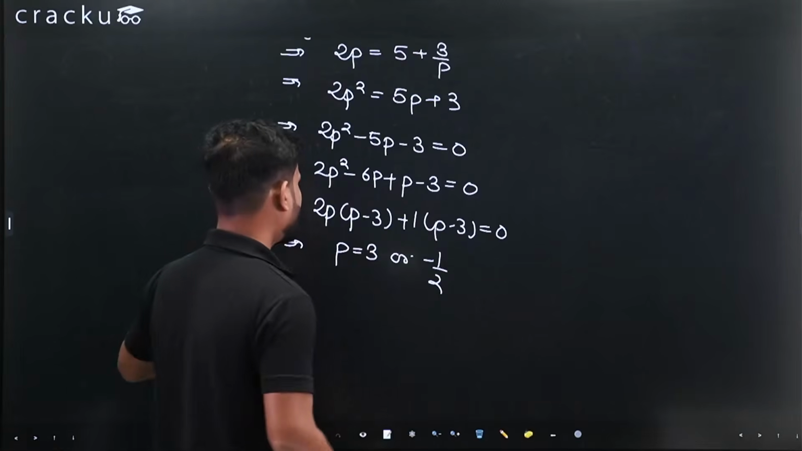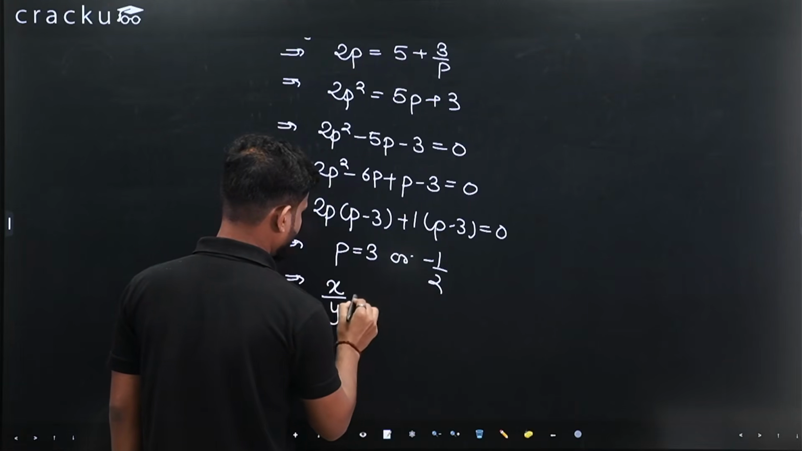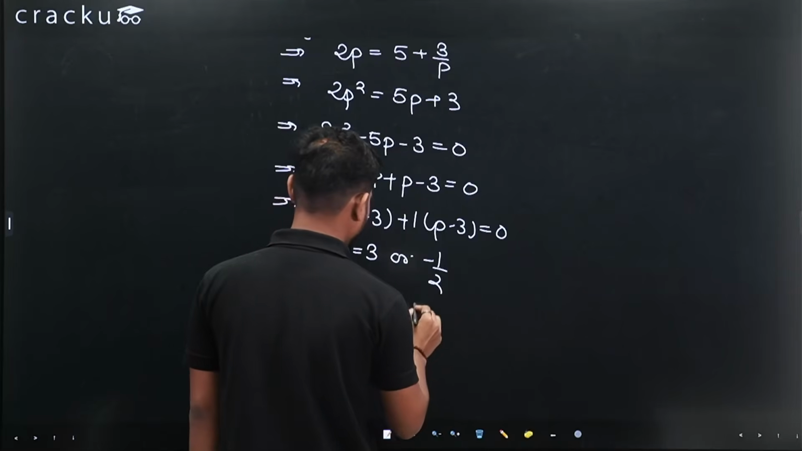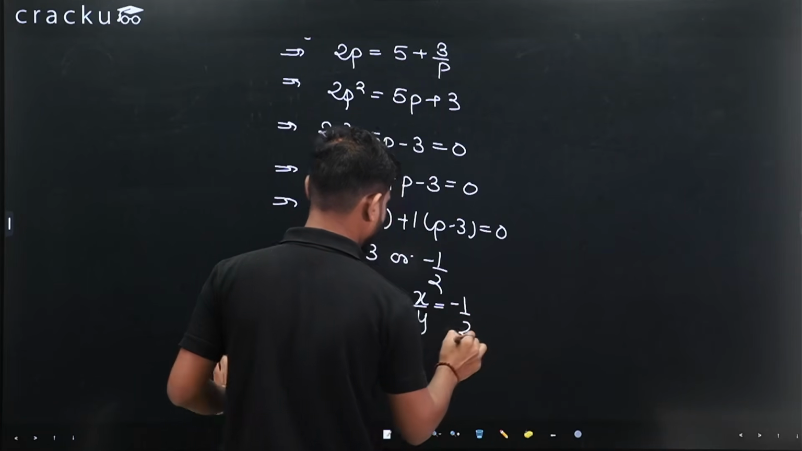Now from here what is p? P was x by y equal to 3. From here it was x by y is equal to minus 1 by 2.